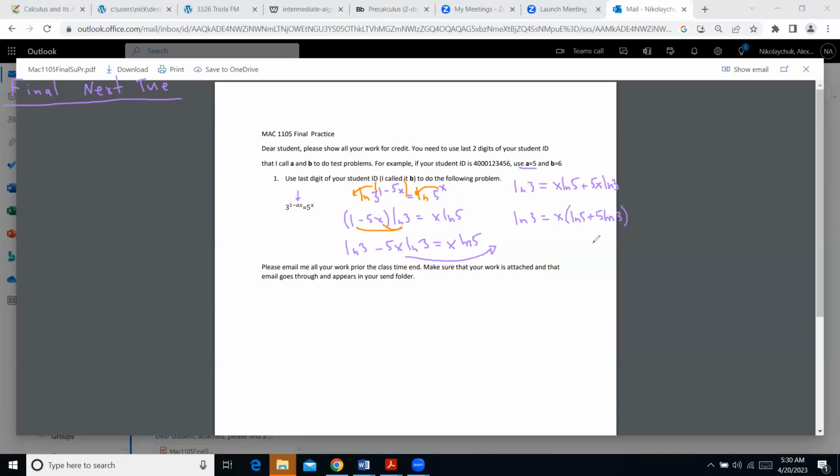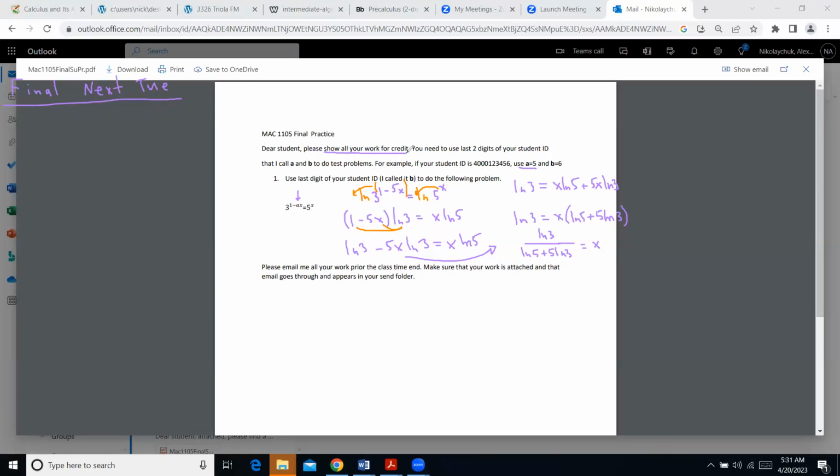To finish up solving this equation, I divide both sides of my equation by that parentheses. So I bring this parentheses with ln of 5 plus 5 times ln of 3 underneath my ln of 3 as the denominator. And this way we're done. We found x, and that's all you need to do to show all of your work for credit.